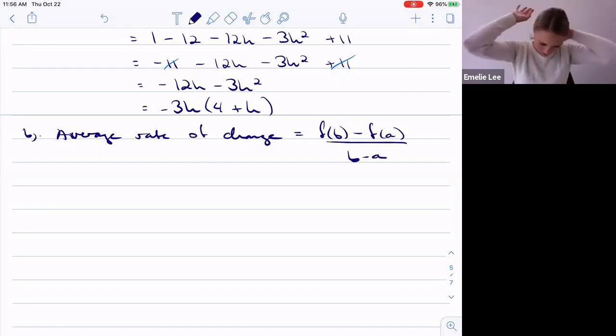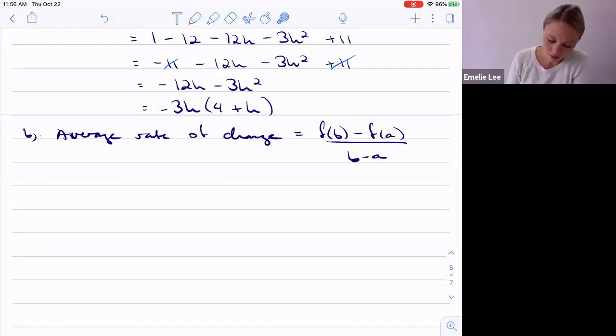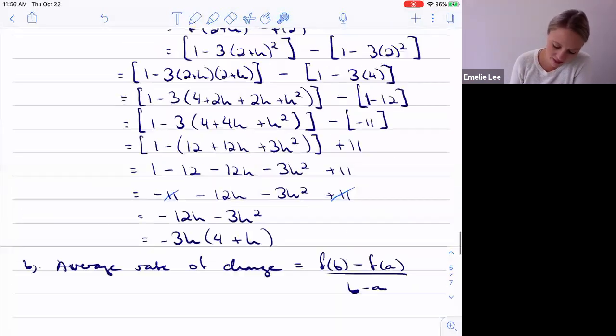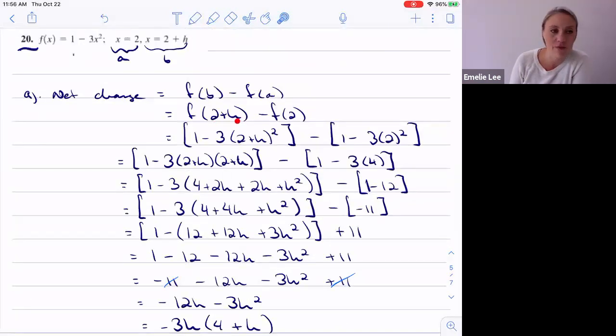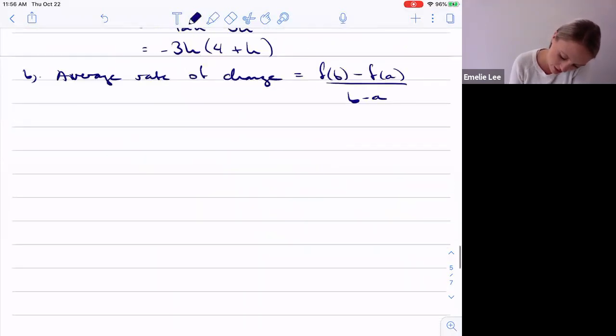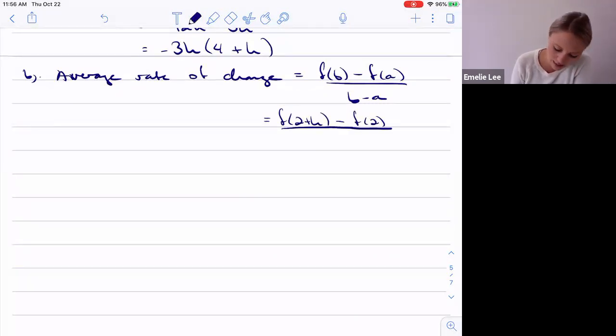Okay, so we just found that f of B minus f of A is the same as f of 2 plus h minus f of 2. So I'm going to rewrite it that way, which is f of 2 plus h minus f of 2 divided by B minus A. B in this case is 2 plus h, minus A, which is 2.